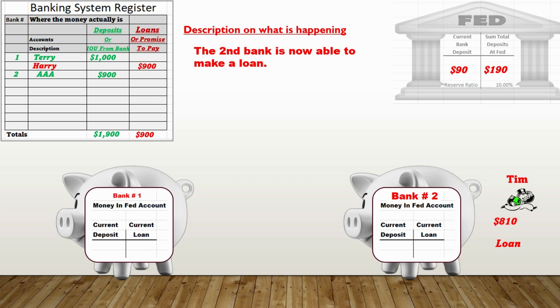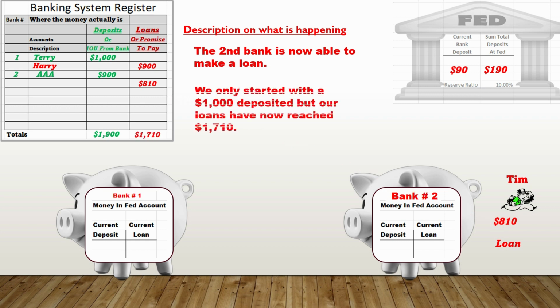Tim's new $810 loan has increased the total loans for the banking system. We only started with a $1,000 deposit, but our loans have now reached $1,710. Where did the banking system get this extra money to lend us? In just one more bank, that answer will become obvious.